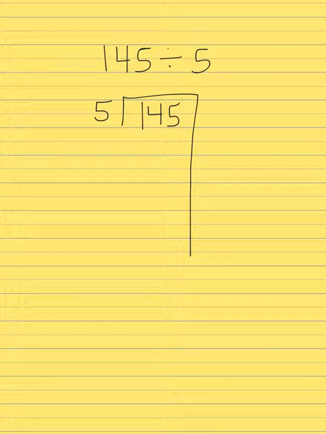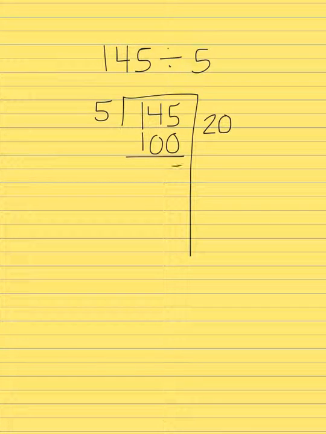5 times 20 is 100. 5 times 30 is 150. So that's too much. So I'm going to start with a 20. So 5 times 20 is 100. And I have 45 remaining.